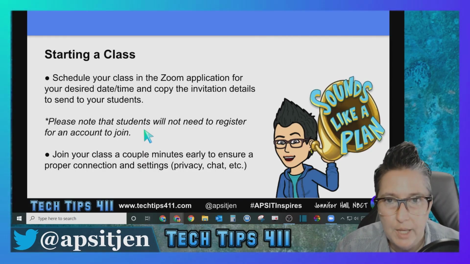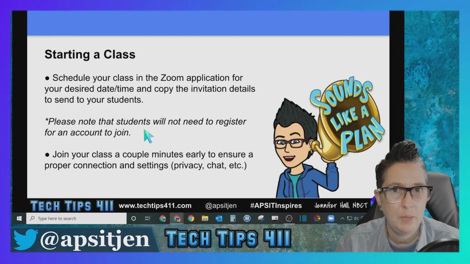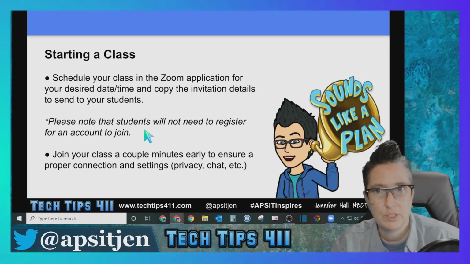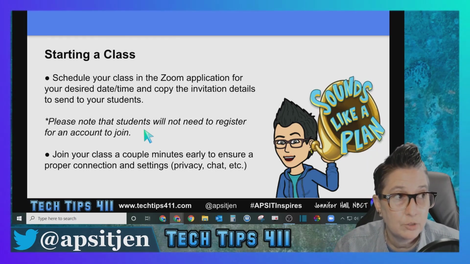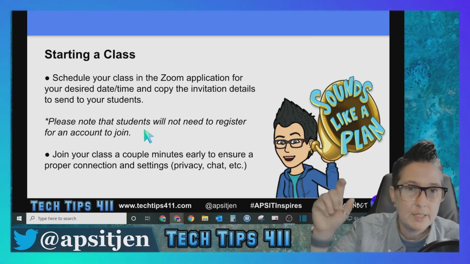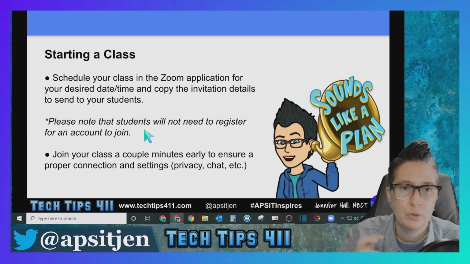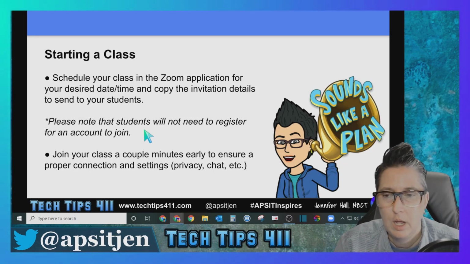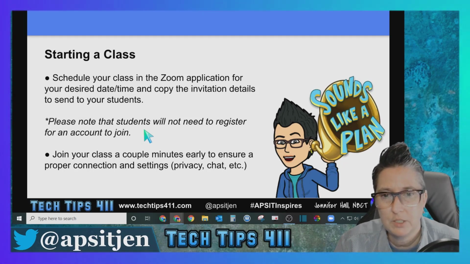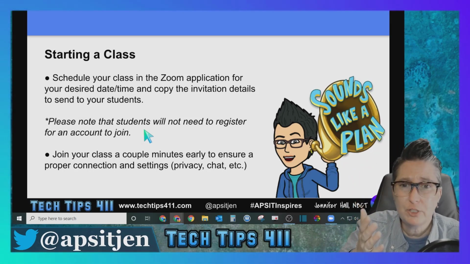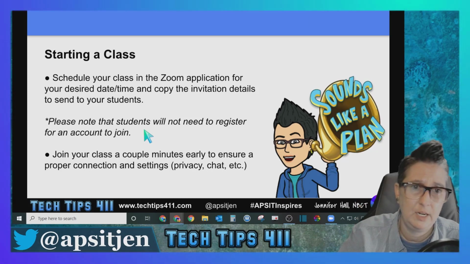So just a couple of tips. You want to make sure you schedule your class in Zoom for your desired date and time, and you can copy that invite and details to send to your students. Put it in your Google Classroom. Make it a dedicated topic so students can find it. They do not need to register for an account. They're going to join with that secure link you share. Please make sure you join a couple of minutes early. I'm going to make sure you're there before to make sure that everything's set up correctly.